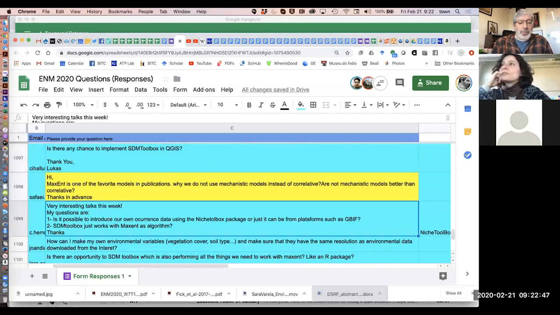Question number two: the SDM toolbox just works with Maxent. And the answer is no. You can use the SDM toolbox to pre-process data for any other algorithms. In fact, both of these toolboxes are quite generic and they do many processes that we would use for any number of algorithms.